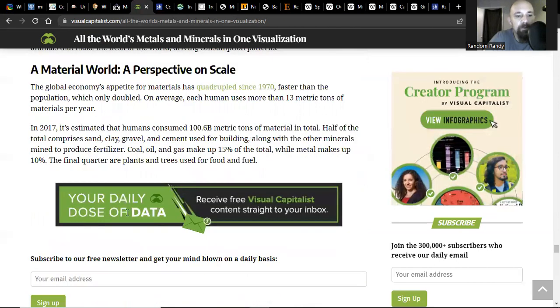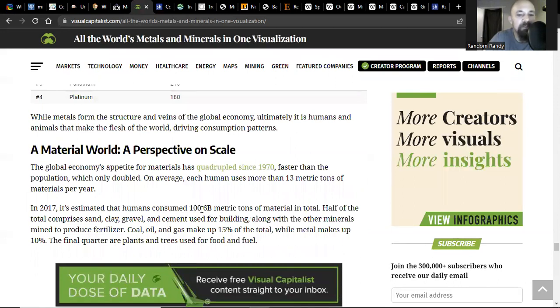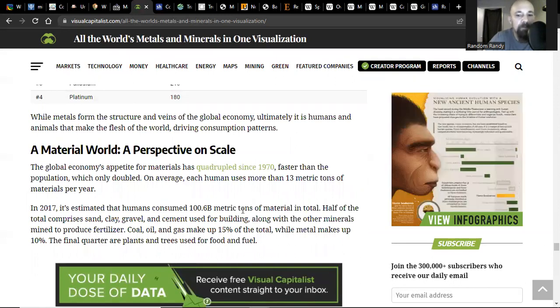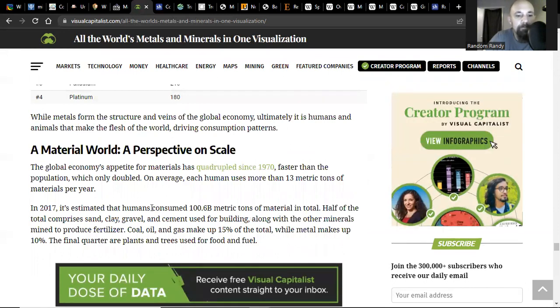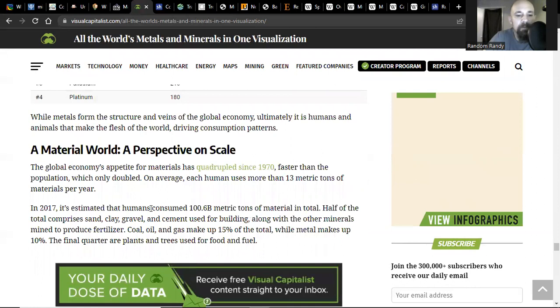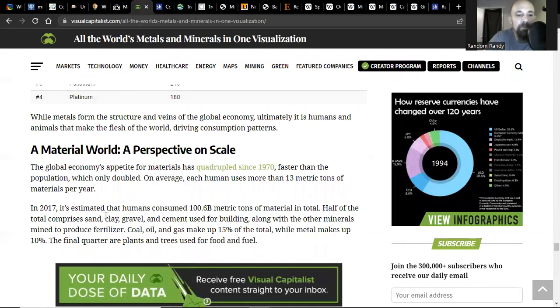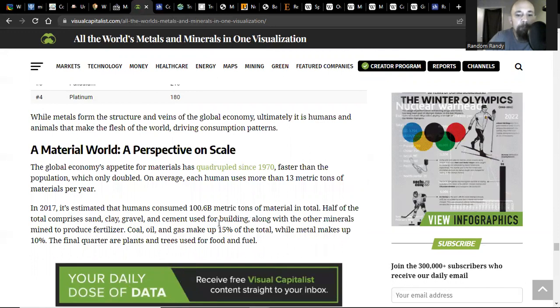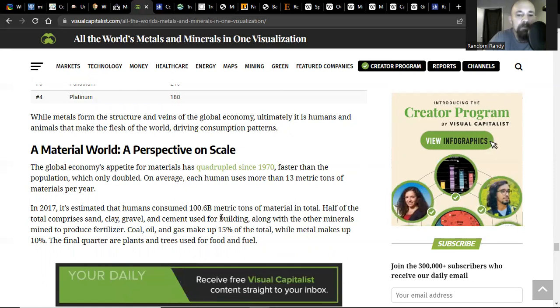So that just shows you, and in 2017, it's estimated that humans consumed 100.6 billion metric tons of material in total. What consumed means, who knows, right? I mean, some of the stuff is put into housing, things like this. Half of the total is sand, clay, gravel, and cement. 50.3 billion metric tons, guys.